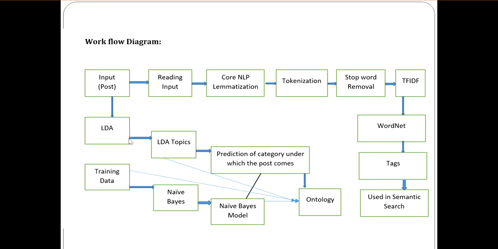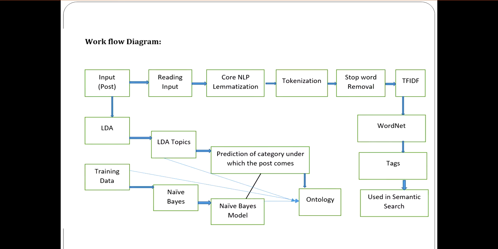When the user submits a post, we give that post to an LDA model, which categorizes the topics. We also used a naive Bayes model, which we trained based on the datasets available. By comparing those two, we predicted under which category the post falls. Based on that, we created an ontology.